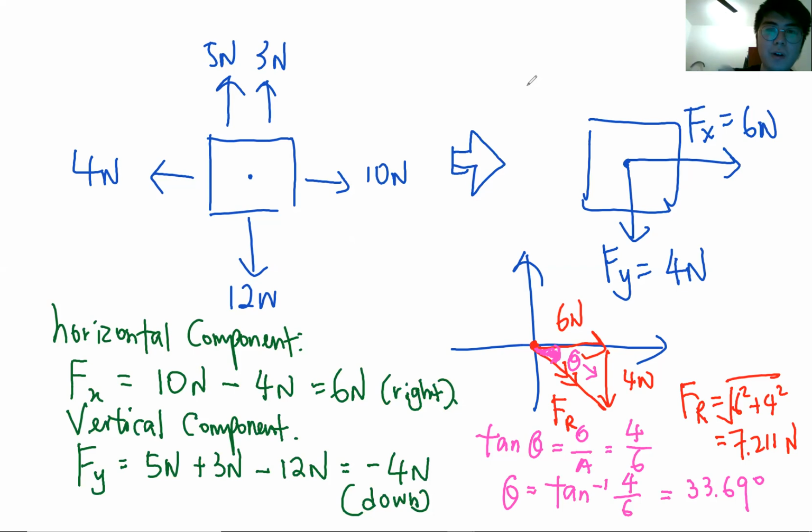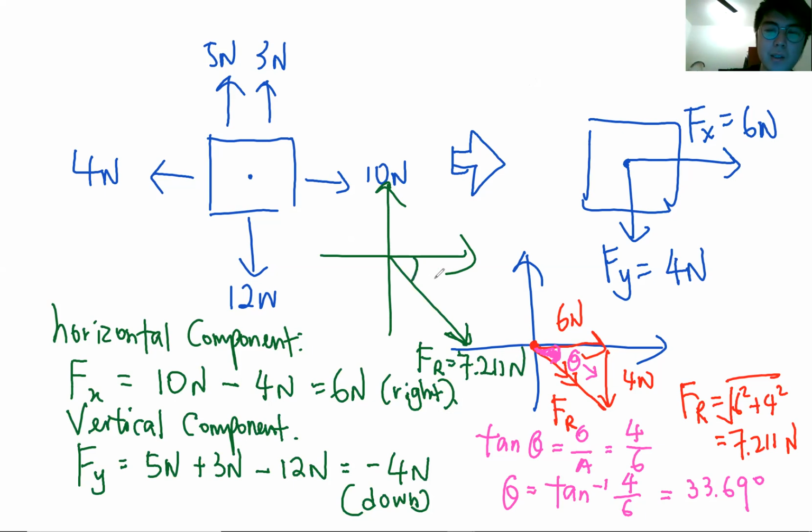the final force diagram, your resultant force. So here is your Cartesian, resultant force acting like here, label Fr equals to 7.211 Newton, and then label the angle here. This is 33.69. This is the vector representation of your resultant force. Okay.